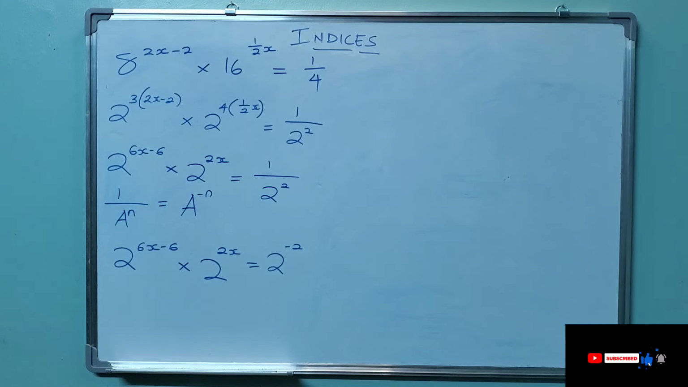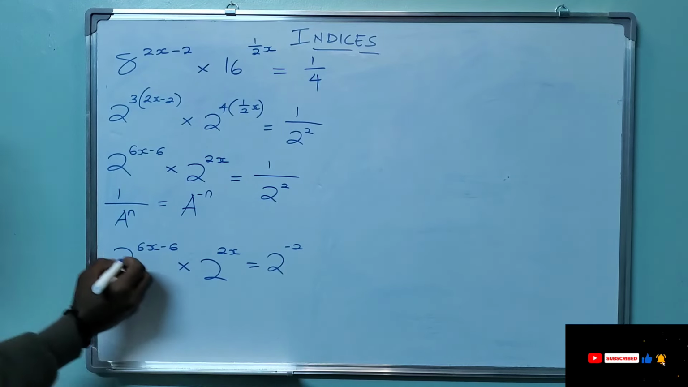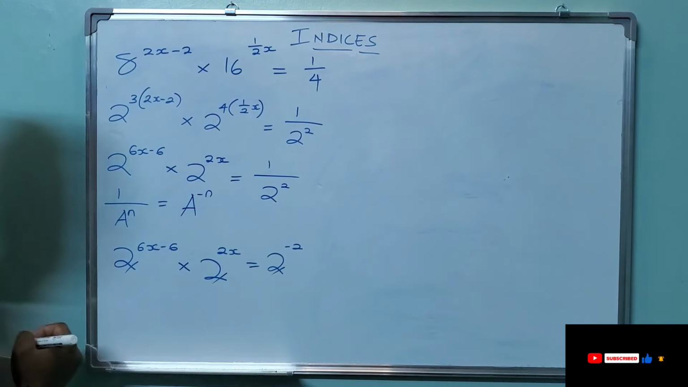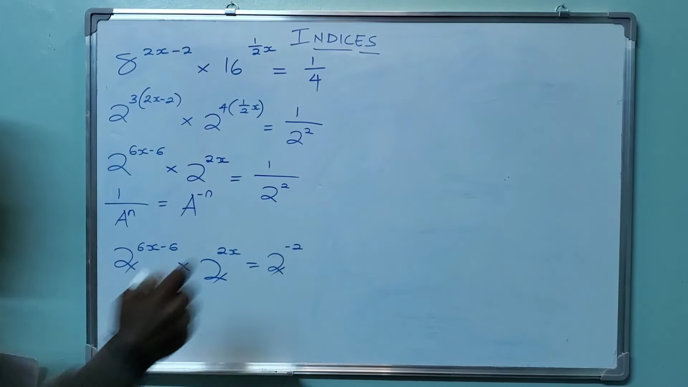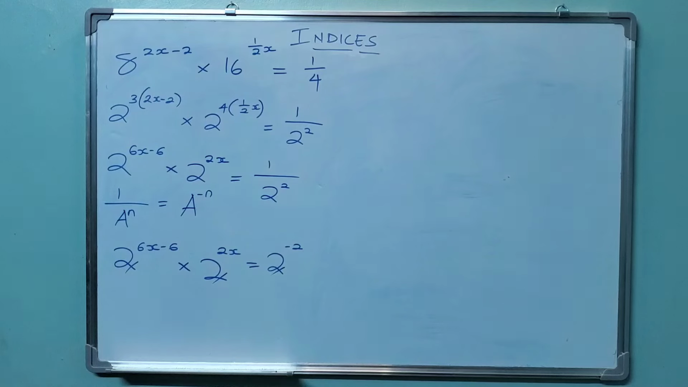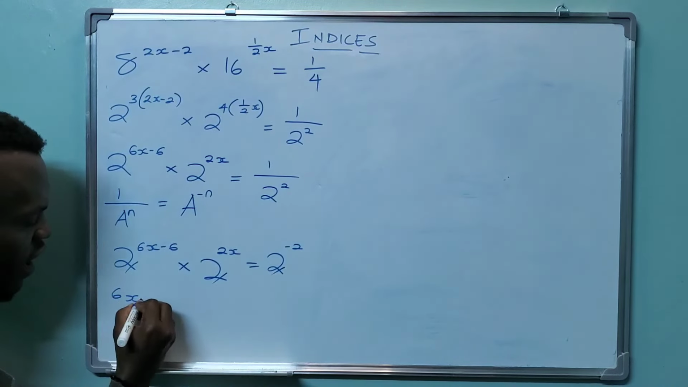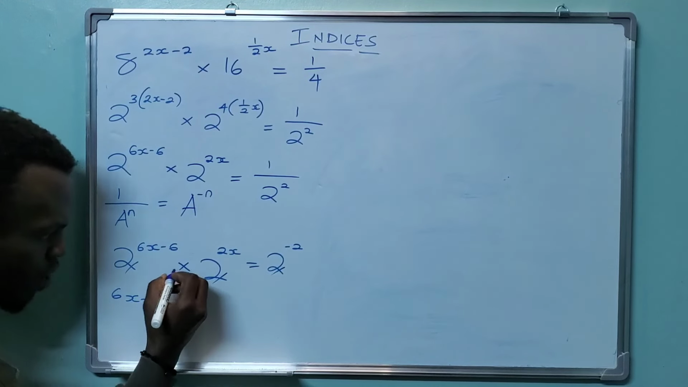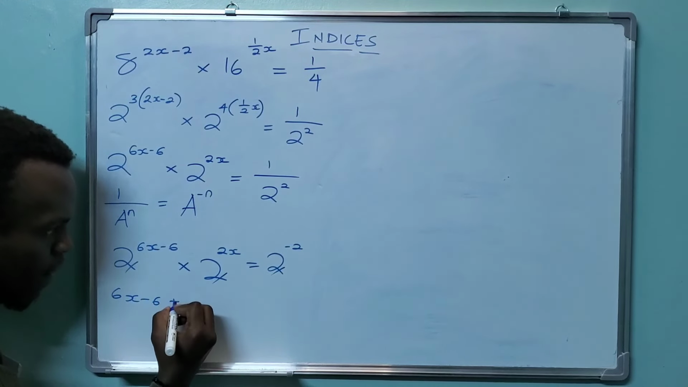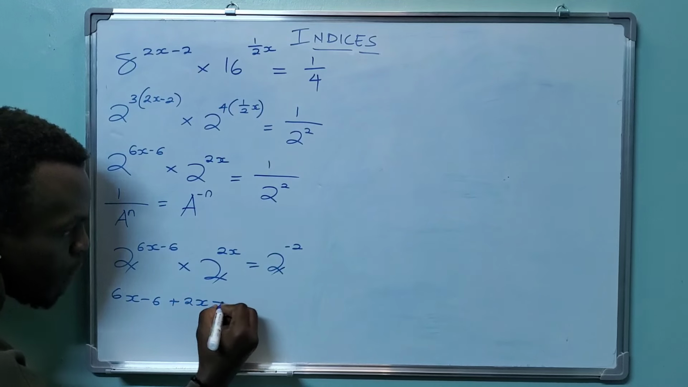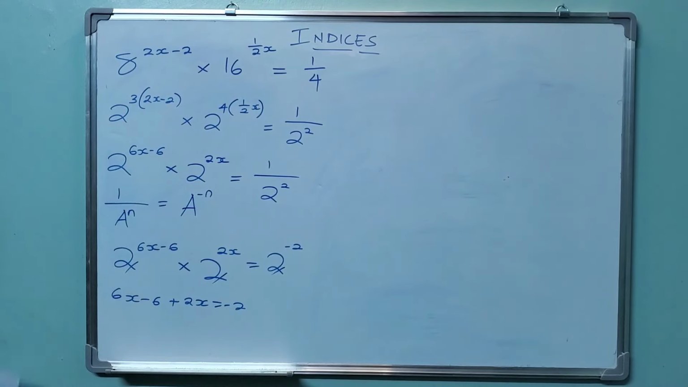Now, because all the bases are the same, it means that I'm not going to need them anymore. Which means what I'm going now to work with is the powers, which are the ones which contain the unknown. Which means I'm going to have here 6x minus 6. Because there is a multiplication, that is going to be a plus 2x being equals to negative 2. Let us work out for the value of x. Let us collect like terms.